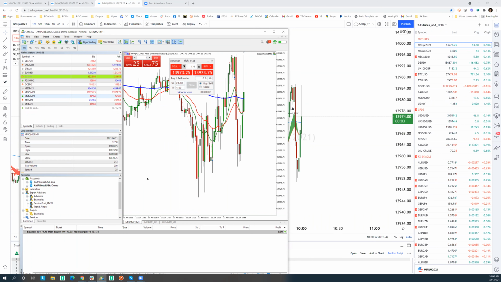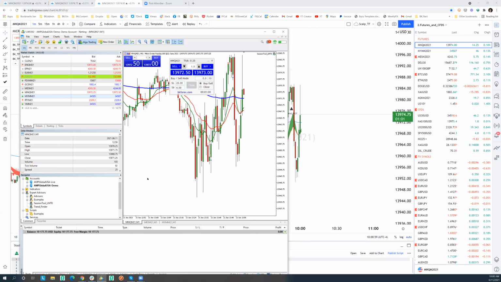So if we get a second buy signal here somewhere along the line, that would be a legitimate buy signal for us. But the NASDAQ is just literally floating.